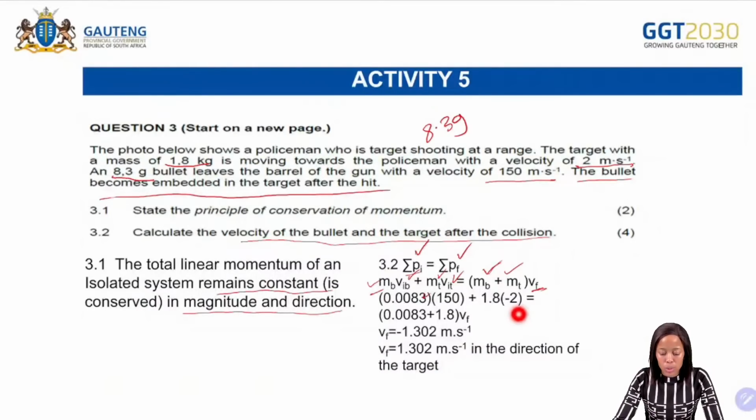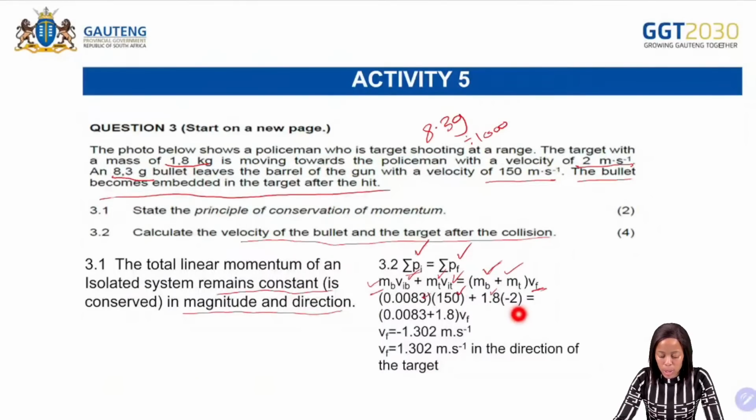So what are you going to do? You need to convert from grams to kilograms. So therefore, you are going to divide by 1,000. And then what is the velocity of the bullet? We said the bullet has an initial velocity of 150. So you substitute. And then what is the mass of the target? The mass of the target is 1.8 there.